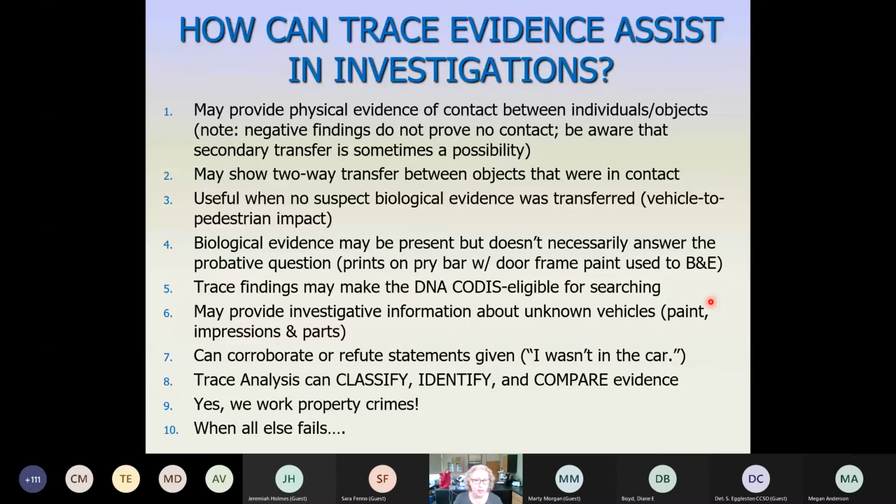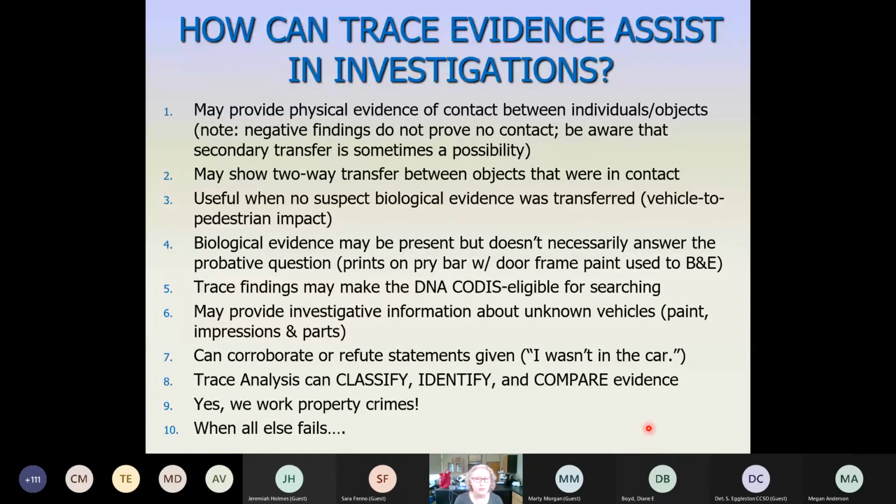We'll talk specifically about the types of trace analysis as we go along. We can classify, identify, and compare. And most of the things we're talking about today with glass involve comparison. We do work property crimes. We work everything from criminal mischief to multiple homicide, death investigations. So we prefer actually that if there's relevant trace evidence that you go ahead and send it in, regardless of the level of the crime.